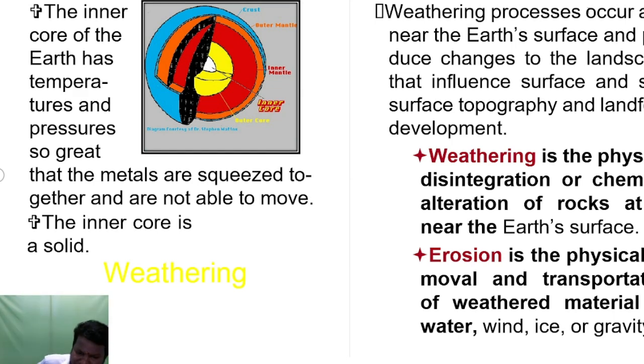So weathering is the physical disintegration or chemical alteration of the rocks at or near the Earth's surface. What is the meaning of erosion? The physical removal and transportation of the weathered material by water, wind, ice or gravity. These are erosion actions.